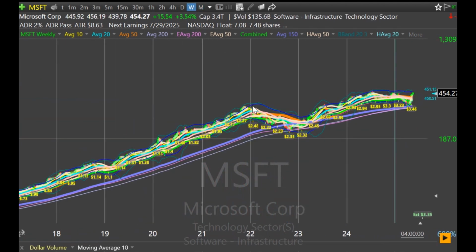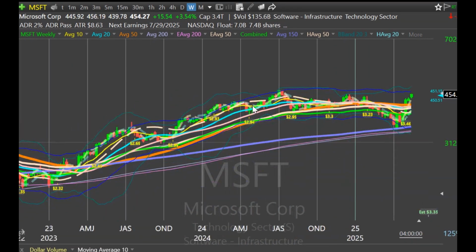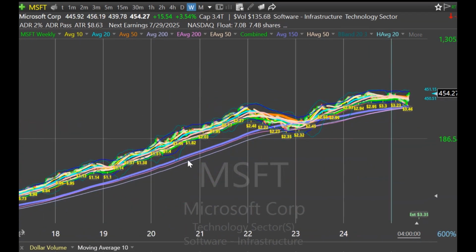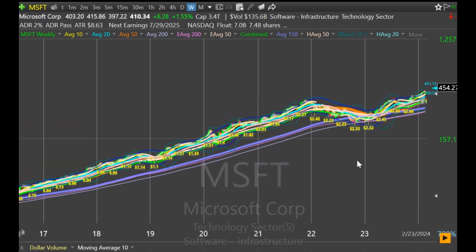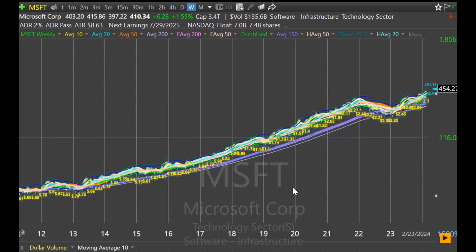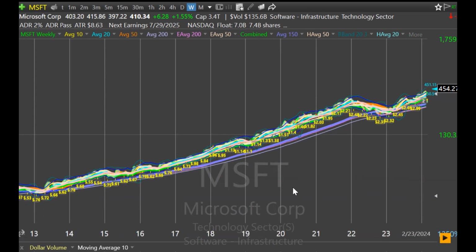If I show weekly time frames, it doesn't look bad. It's like it's just riding the 150-month moving average, but that denies the bigger monthly time frames. So let's look at Cisco.